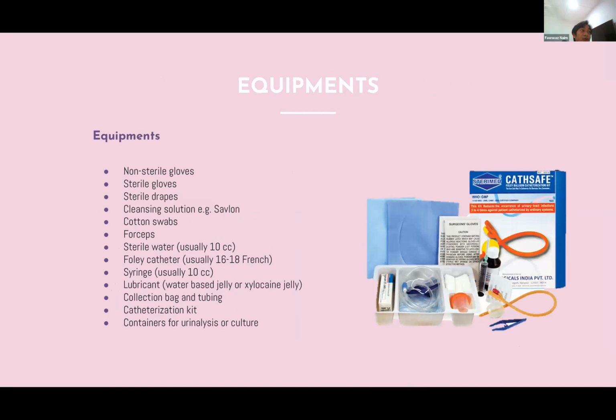So next is the equipment needed for the procedure. We need sterile and non-sterile gloves, sterile drapes, cleansing solution, cotton swabs, forceps, sterile water, and a Foley catheter. As for the Foley catheter, the size will depend on the age and also the weight of the patient. Also a syringe, lubricant, collection bag, catheterization kit, and also containers for urinalysis or culture.